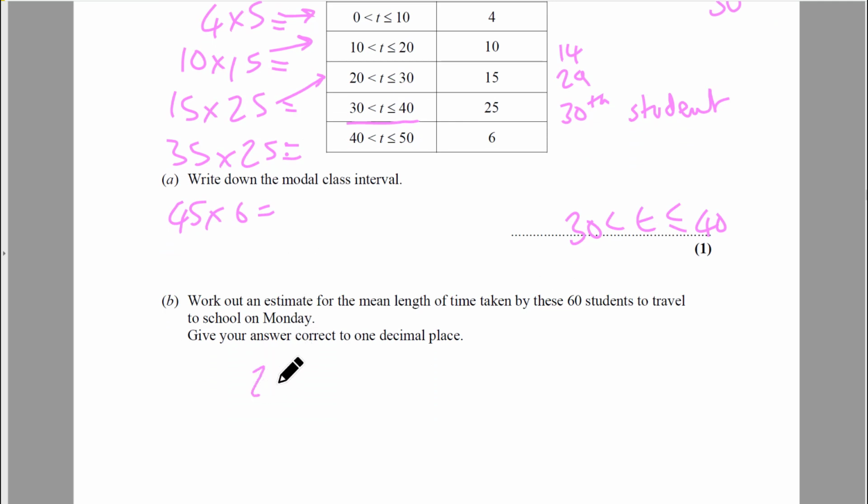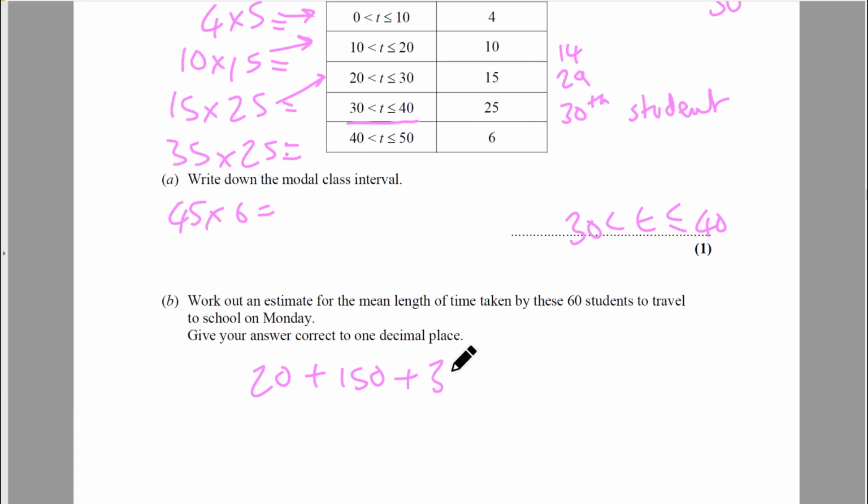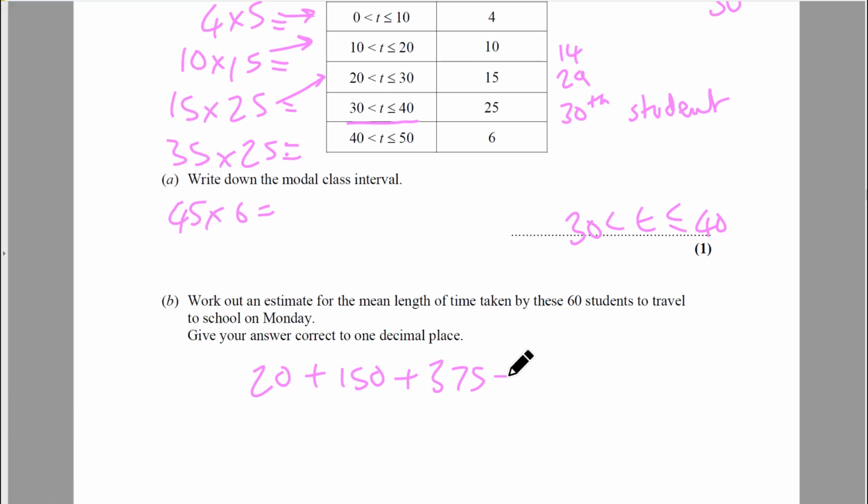So we're going to get 20 plus 150 plus 15 times 25, 375, $875, and 6 times 45 is 240 add 30. That's 270.